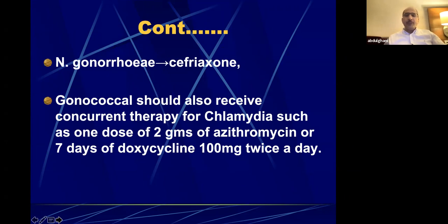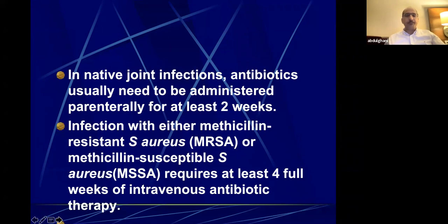In case of gonococcal infection, invariably ceftriaxone is sufficient. Gonococcal infection should also be treated by receiving concurrent therapy for chlamydia, such as one dose of 2 gram azithromycin or 7 days of doxycycline 100 milligram twice a day. In the native joint infection, antibiotic usually needs to be administered parenterally for a minimum of 2 weeks. However, 2 weeks is not the cutoff mark. It also depends on the response of the patient, the marker level, and then take it from there.